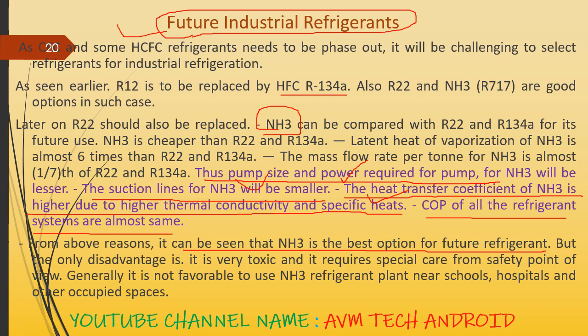But the major disadvantage of using ammonia is that it is very toxic and it requires special care from the safety point of view, and generally ammonia has a tendency to leak from the joints. So generally it is not favorable to use NH3 refrigerant near a school, near a hospital and other occupied spaces. So if your plant is located near a school, hospital or other occupied spaces, it is not desirable to use ammonia as a refrigerant.